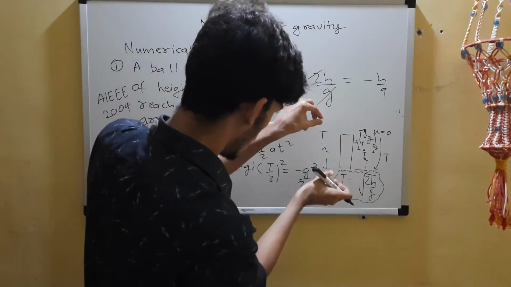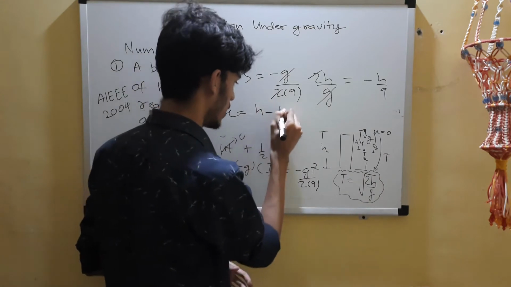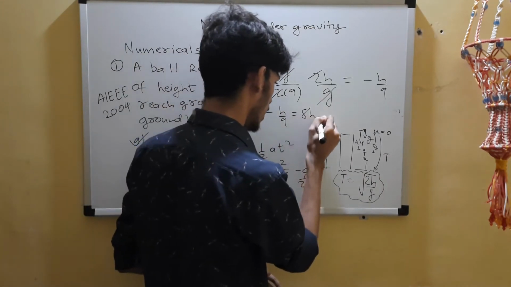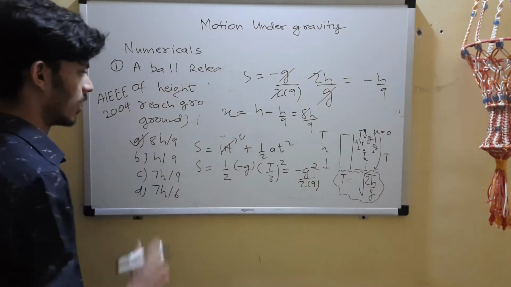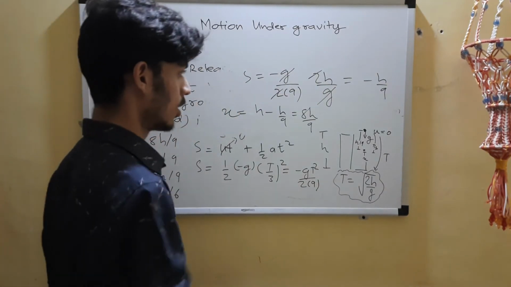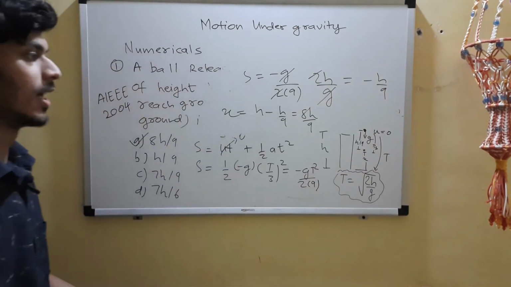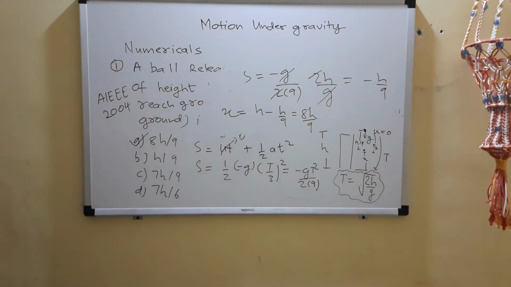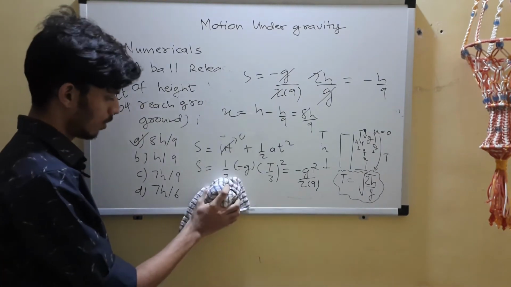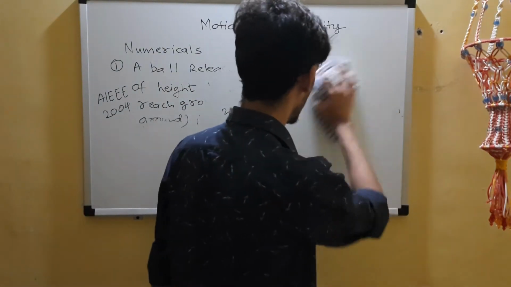So this you want, right? So h minus h by 9 is equal to x. So h minus h by 9, 8h by 9. Okay, perfect. Now this is the correct answer. Here you got a minus sign because it's in the downward direction. We have taken the downward direction to be negative. So I hope you got it correct. It was an easier one.